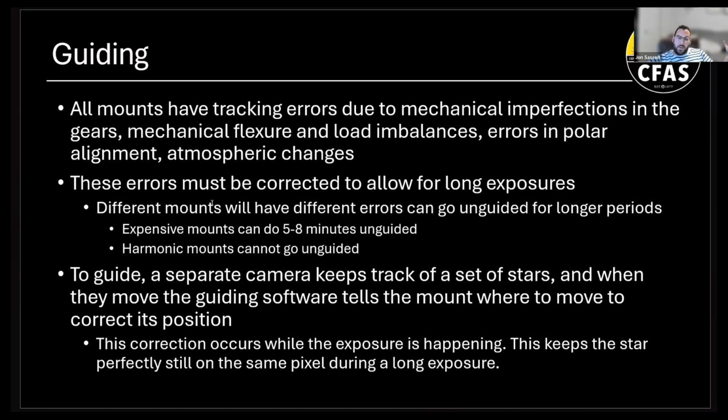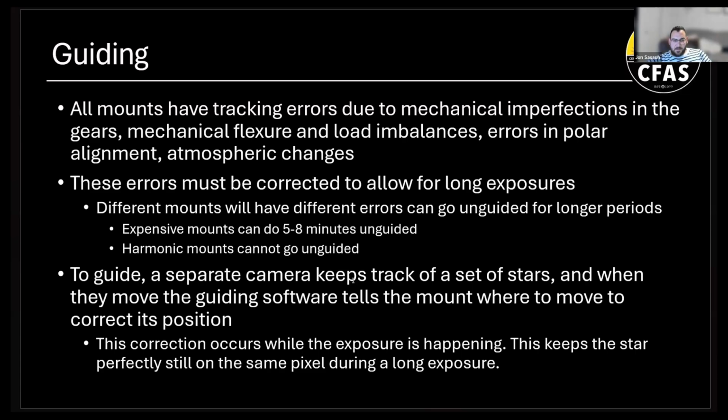So you have to tell the mount how to move to account for that error, right? Because the mount will just think that it's tracking the same RA and declination, because those are not changing for your object. The mount itself thinks it's perfect and tracking perfectly, but you need to take into account those errors and tell it how to correct for them. There are minute corrections, but they need to take place.